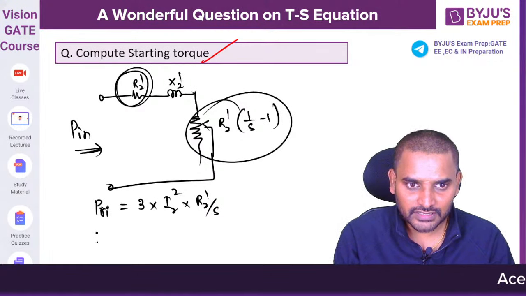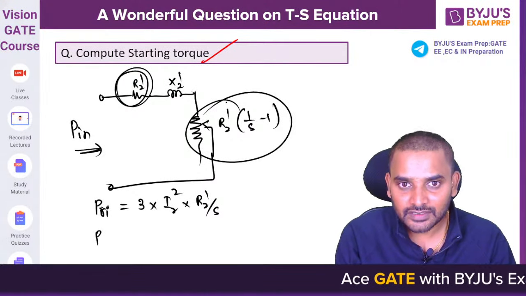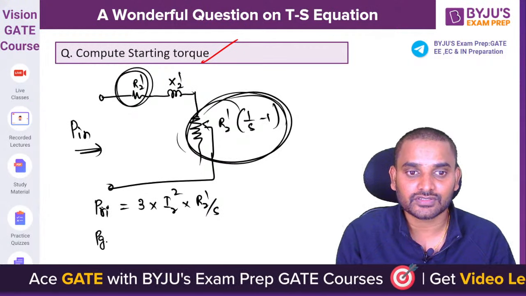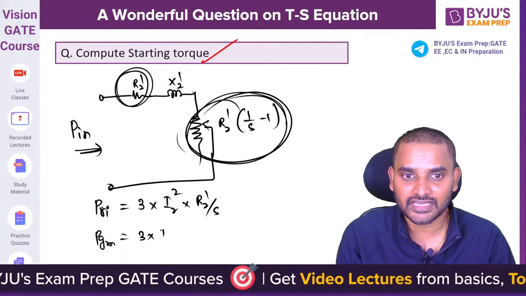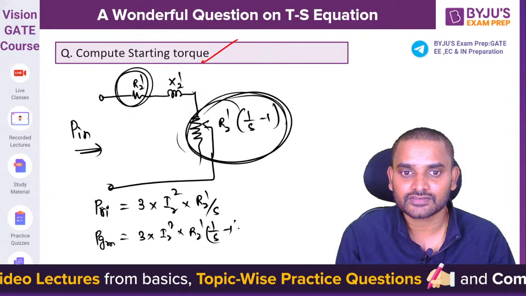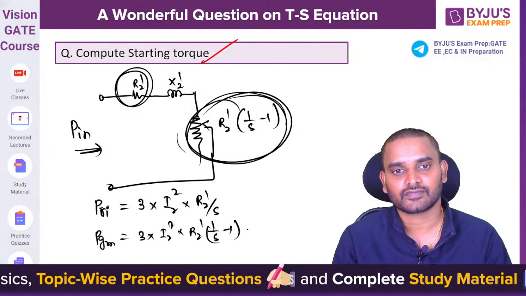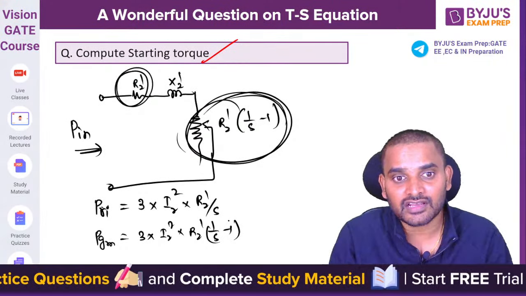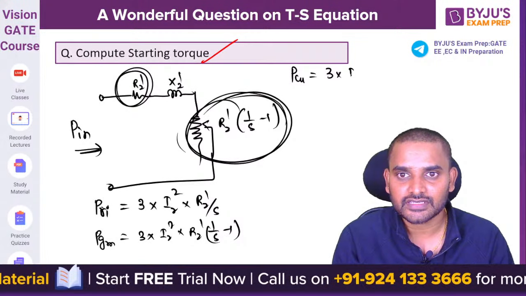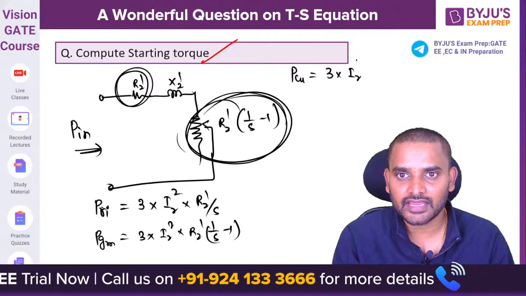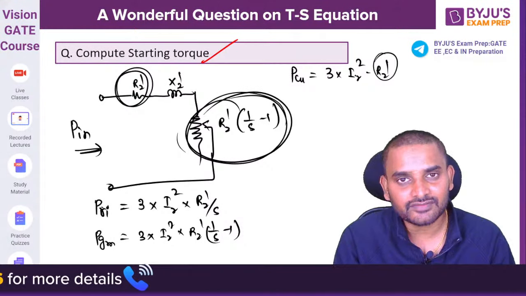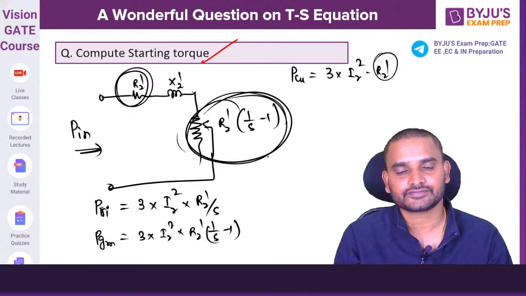Now, the power which is available at this quantity is called gross mechanical power. So gross mechanical power will be 3 times IR square into R2 dash of 1 by S minus 1. If you want only copper losses, then it is 3 times IR square into just R2 dash. So this resistance term will give you the copper loss representation.